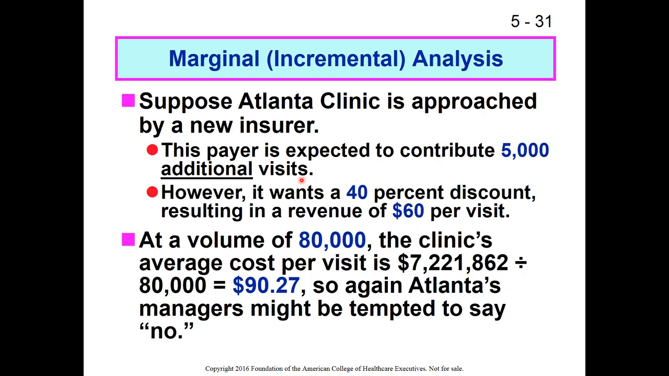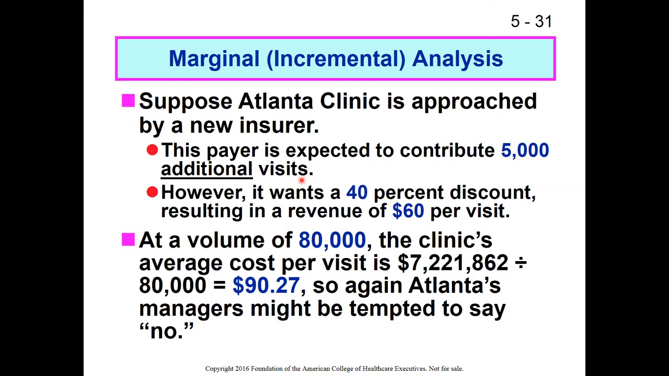So here's a different example, a slight variation on it. Suppose now that we're back to our base case of 75,000 visits, where we're getting $100 per visit. And a new insurer comes into town. Maybe Amazon HQ2 moves into your community, and Jeff Bezos's HR negotiator comes to your organization and says, we'll direct our 5,000 employees to you, and they're going to generate 5,000 additional visits. So we're going to go from 75,000 visits to 80,000 visits now. But they want to pay $60 per visit, that 40% discount.